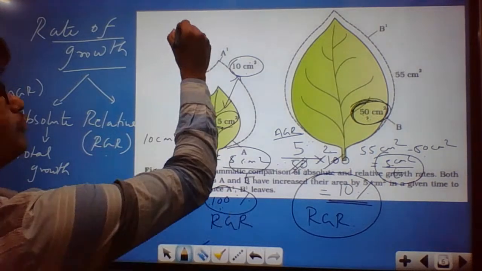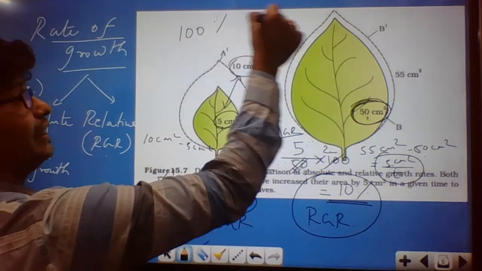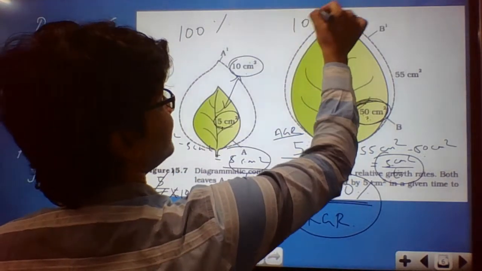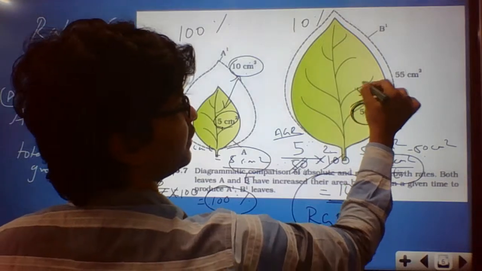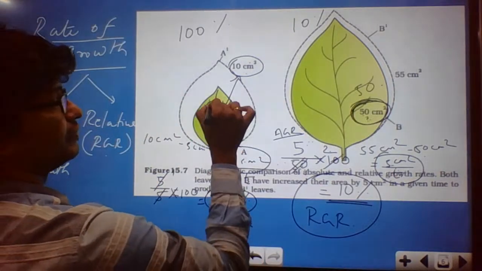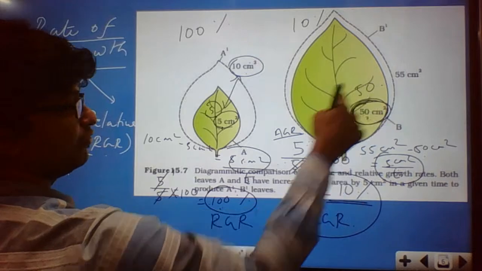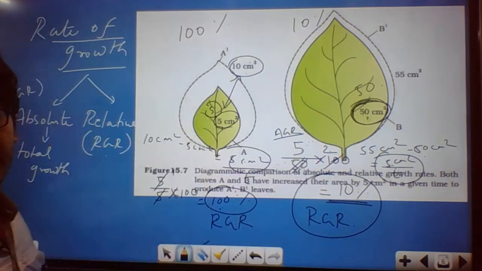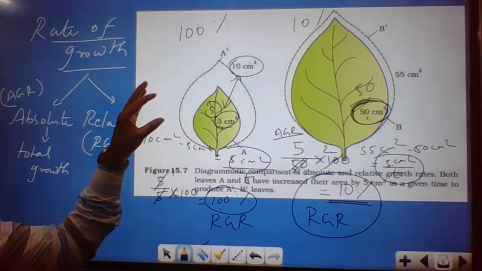In this case, the relative growth is a full 100%. In this case, the relative growth rate is only 10%, because here you took 50 and here you took 5. You divided in this case by 50, and here you divided by 5. So this made the difference between the absolute growth rate and the relative growth rate.